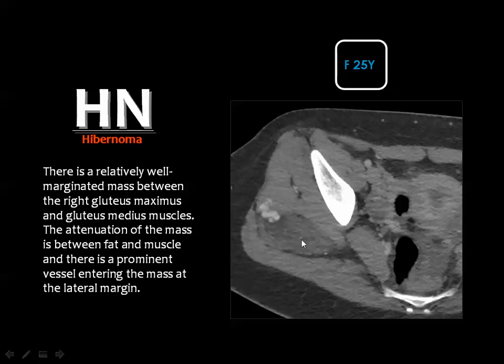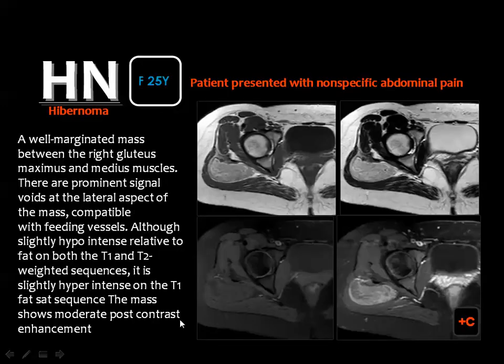It's relatively hypodense on the CT image, but not as hypodense as the subcutaneous fat. And you see the enhancing vessel related to the lesion. And in this example, in the T1 weighted image, the lesion is not as bright as the subcutaneous fat. In the T2 weighted image, the lesion may be similar to the subcutaneous fat, but in fat suppression you see the lesion is a little bit suppressed.